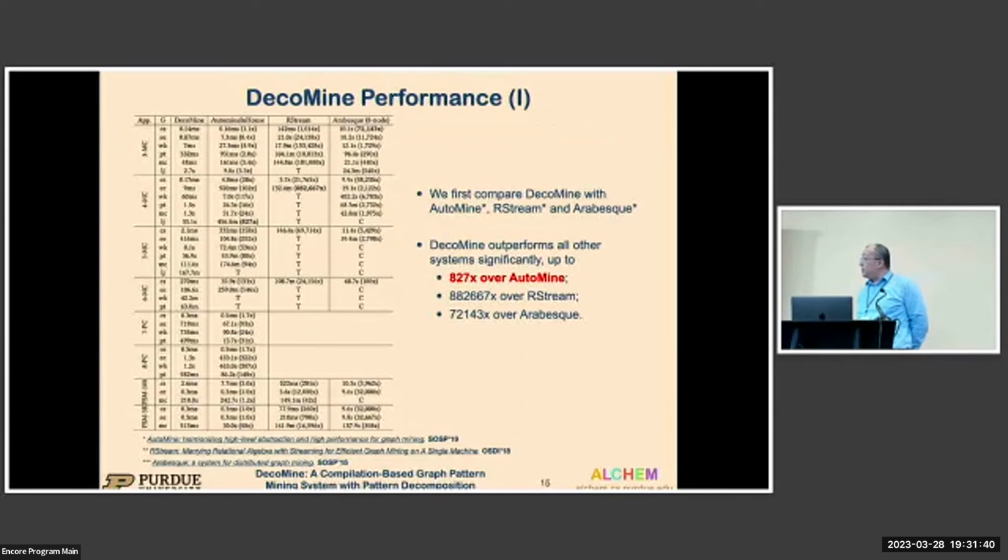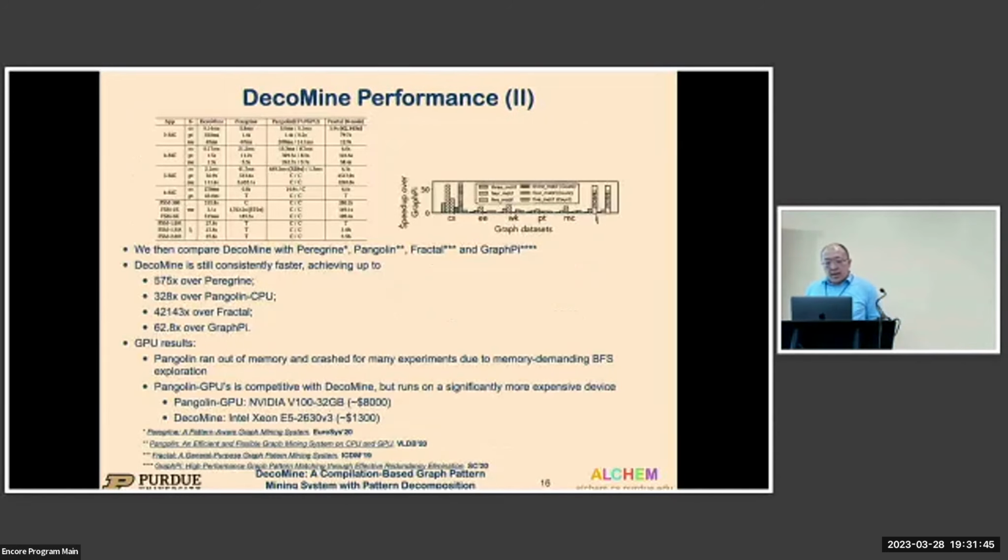And of course, that is because of the better algorithm, but we need to have the system innovation to support that. This table shows the comparison of DecoMine with Peregrine, Pangolin, and Fractal. So again, we achieved a good speedup. Particularly, Pangolin is a system that can use the GPU, and we can see that our CPU-based system can have similar performance to the GPU, but the cost is much cheaper, and also the GPU has a limitation in memory, so it cannot run certain tasks.